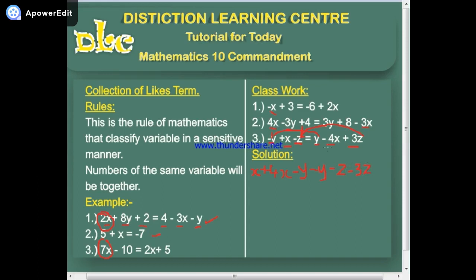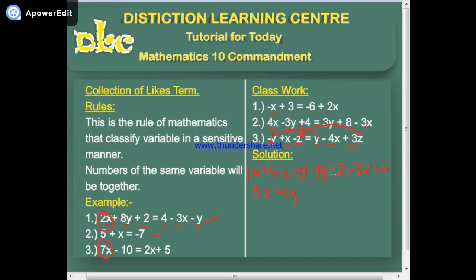So that means we are going to simplify the rest. So let's simplify it now. x plus 4x: how many x is this? That is 1x. 1 plus 4, that is 5x. Now, also the y. How many y is this? 1y. That is minus 1 minus 1, that is minus 2. So you join the y to it, minus 2y.